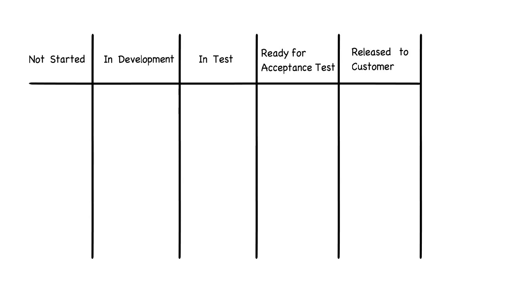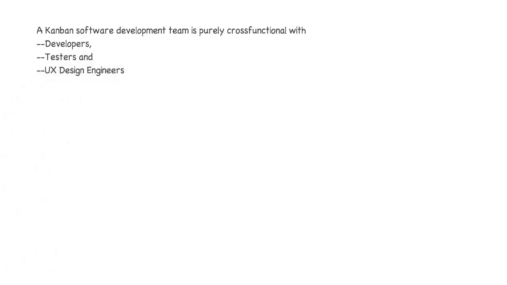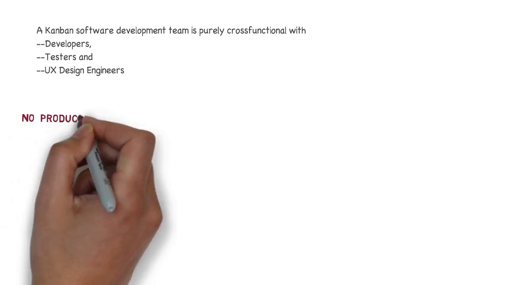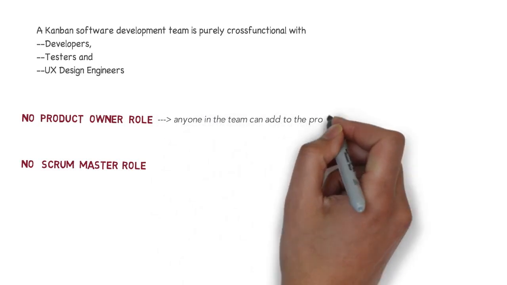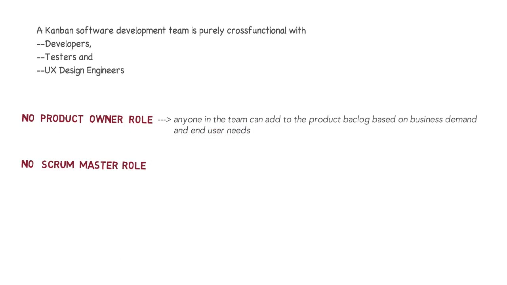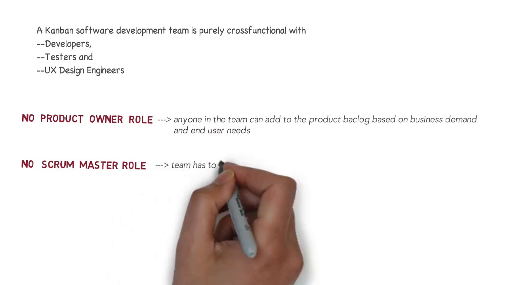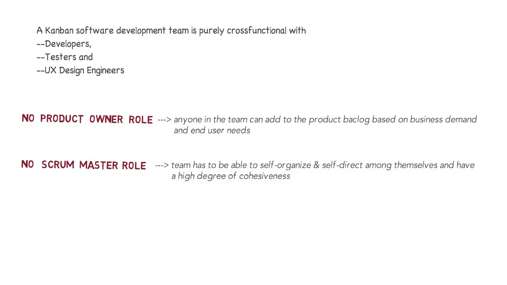Let's talk a little bit about the roles in Kanban. A true Kanban software development team does not have a product owner role or a Scrum Master role. Rather, a Kanban software development team is purely a cross-functional team comprising developers, testers, and UX design engineers. Since there is no product owner role in a Kanban software development team, anyone in the team is authorized to add to the product backlog based on business demand and end user needs. Also, since there is no Scrum Master role, the team has to be able to self-organize and self-direct among themselves and also have a high degree of cohesiveness.